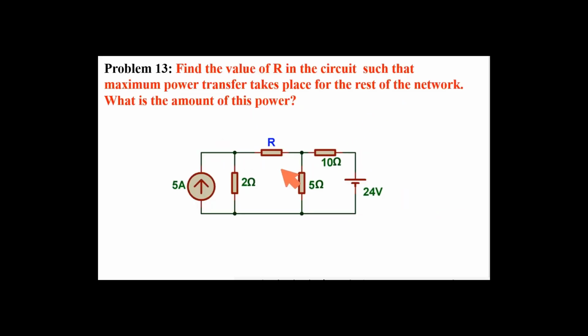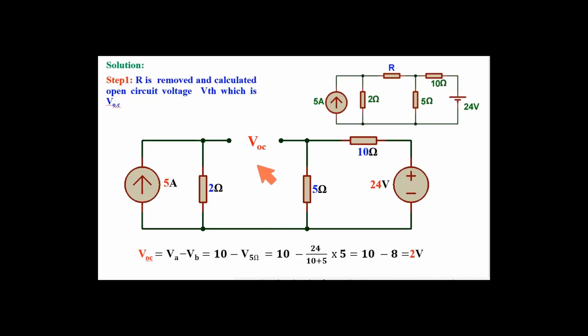Problem 13. I have to calculate the value of load resistance to get the maximum power from the rest of the circuit, as well as the value of maximum power at load. I am following the maximum power transfer theorem. First, I need to open the load and calculate the open circuit voltage across these 2 points. Keeping the rest of the circuit as it is, this is the circuit to calculate open circuit voltage.